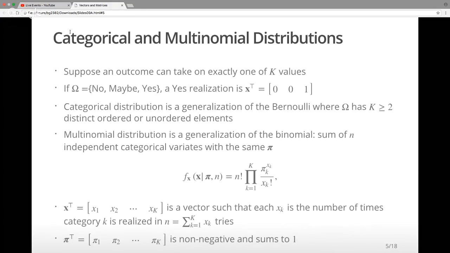Okay, so what can we do with vectors? Well, we can define some new probability distributions. These are particularly common in the social sciences. So suppose an outcome can take exactly 1 out of K values per person. Oftentimes on a survey, there'll be a Likert scale or something like that. In this case, we're thinking of sigma as having 3 possibilities: no, maybe, or yes, depending on their opinion to some survey question. And we can represent a yes realization in a number of ways.